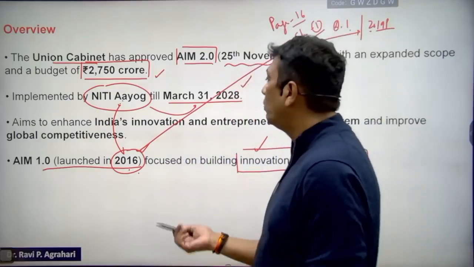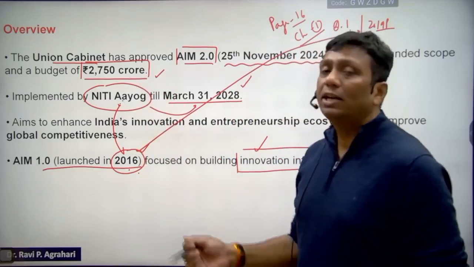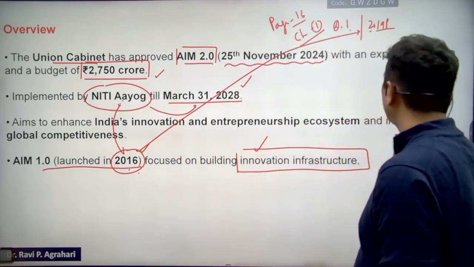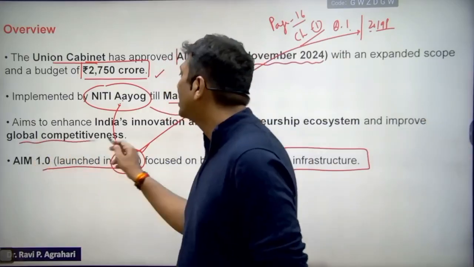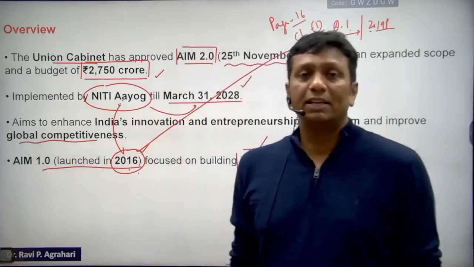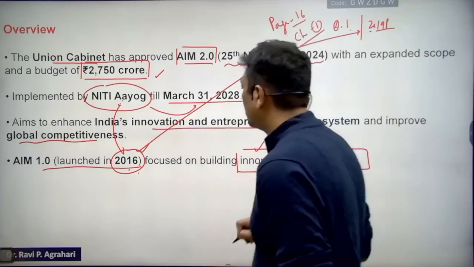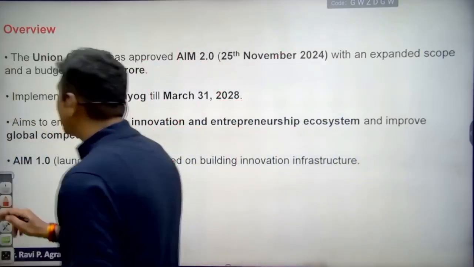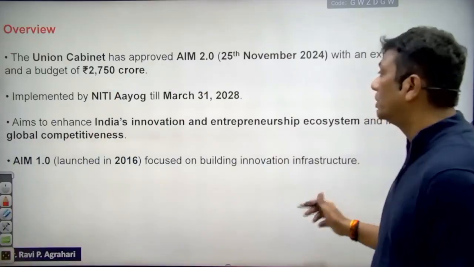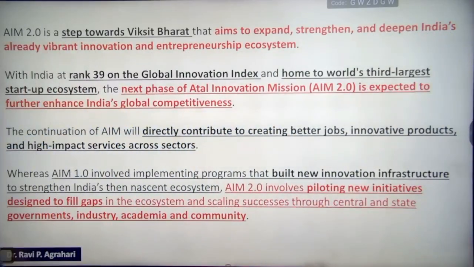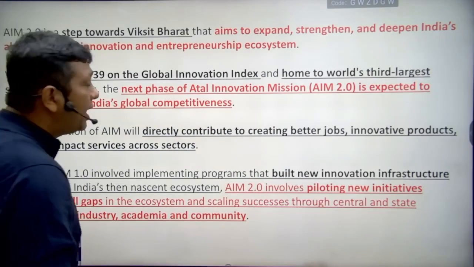So finally, what is the aim of this Atal Innovation Mission 2.0? To strengthen India's innovation and entrepreneurship ecosystem and improve global competitiveness. Definitely, guys, India will go into the global market. So our innovation and entrepreneurship will boost up here, and this is very, very important. What about the drawbacks in the case of AIM 1.0? We have a boost in the case of AIM 2.0. The main motive is what?